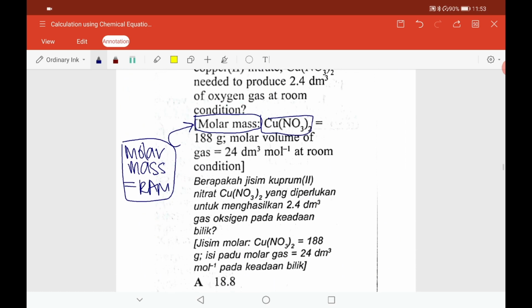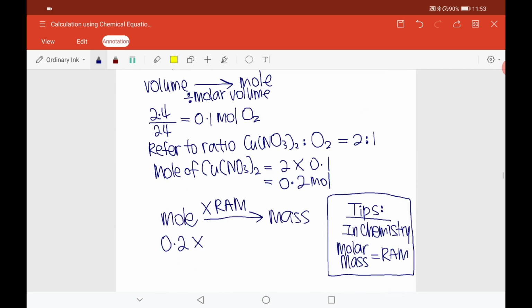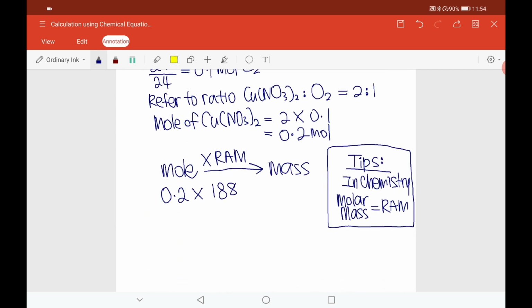Now we are given the molar mass for copper nitrate. So they already give us the RAM for the whole copper nitrate. We don't need to add ourselves like the last few questions. They tell us that for the copper nitrate, the RAM for the whole thing is 188. So we just put the 188 here. 188 is the molar mass for the copper nitrate. So molar mass is the same as RAM. Key into your calculator: 0.2 times 188, we will get 37.6.